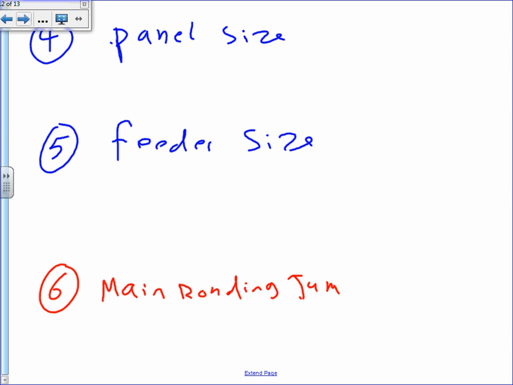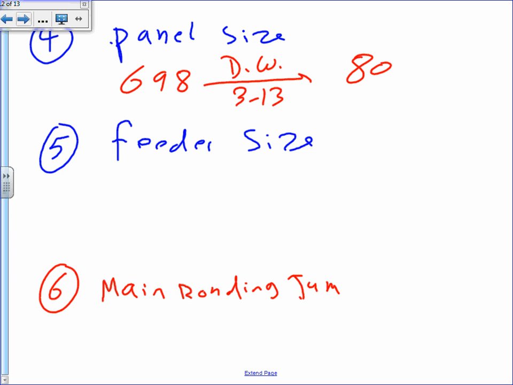Okay, what's the panel size? This is panel size, not device size. When we size the panel, we have the overcurrent device, then we take the same 698 amps this time to the panel. What's the next standard panel? 800 amp. So you have a 700 amp circuit breaker and an 800 amp panel. Is that okay? There's nothing wrong with that.